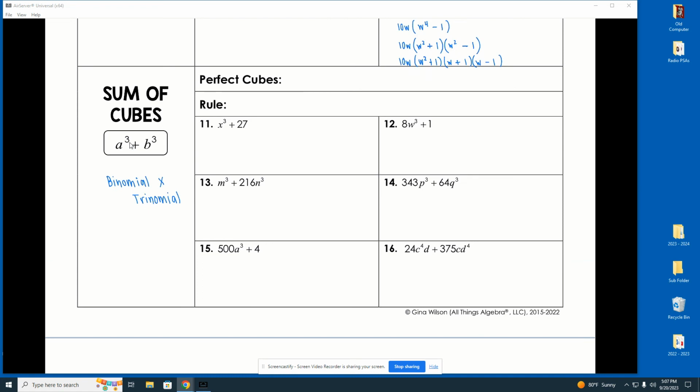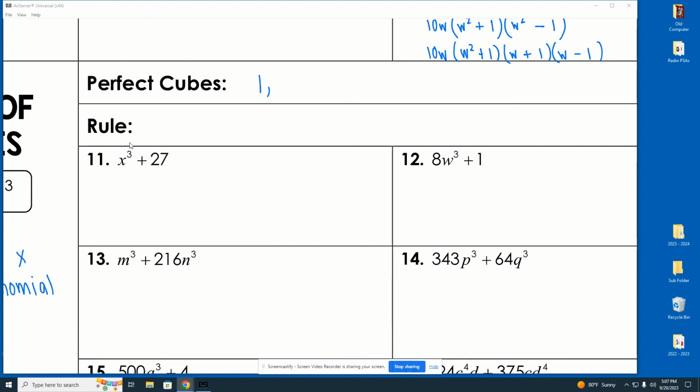Like 1 times 1 times 1, that's 1. 2 times 2, and I didn't find my sheet, so if I screw this up, that'll be on me. 2 times 2 times 2 is 8. 3 cubed, 27. 4 cubed, 64. 5 cubed, 125. 6 cubed, 216. 7 cubed, 343. 8 cubed, 512.